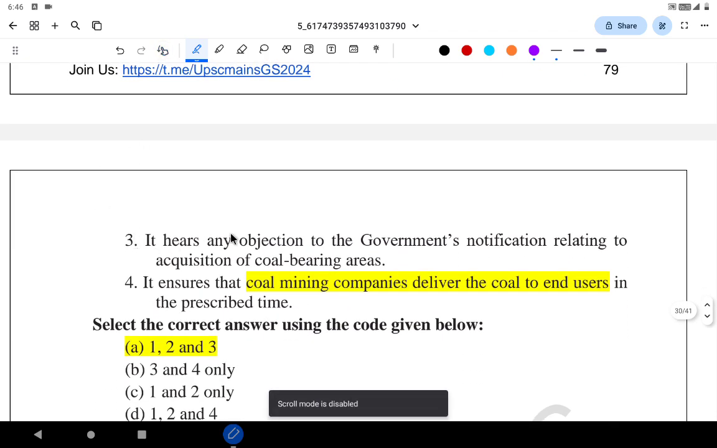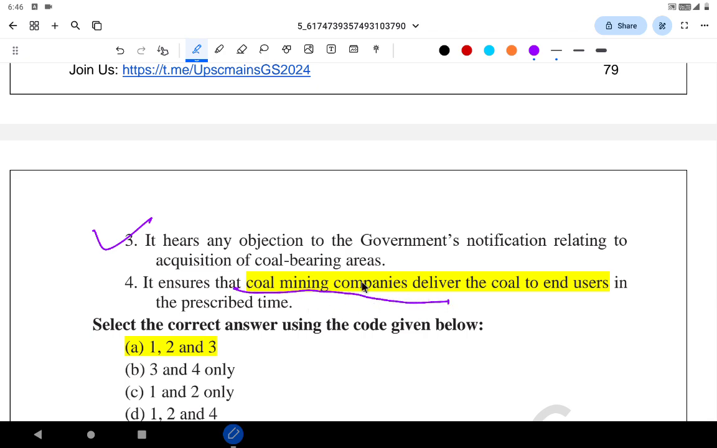It hears any objection to the government notifications relating to the acquisition of coal bearing areas. It ensures coal mining companies deliver the coal to the end user. No, nothing like that.